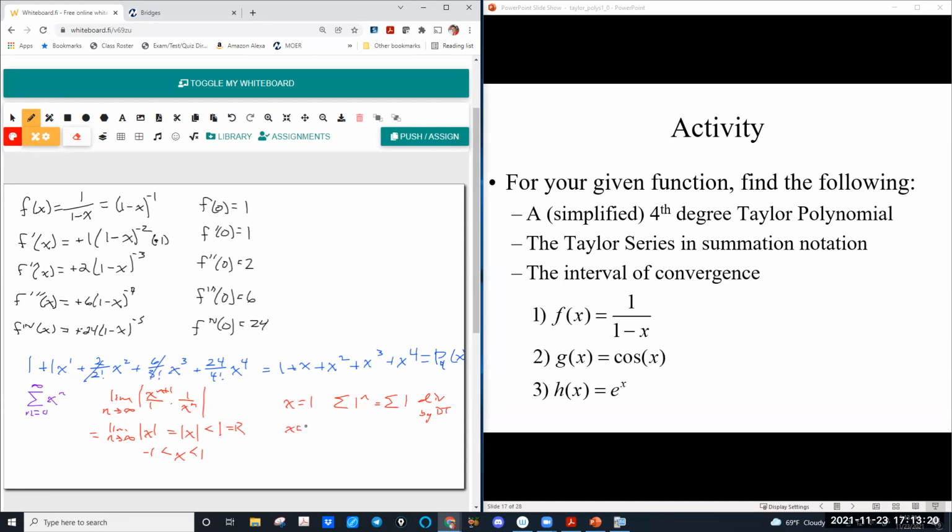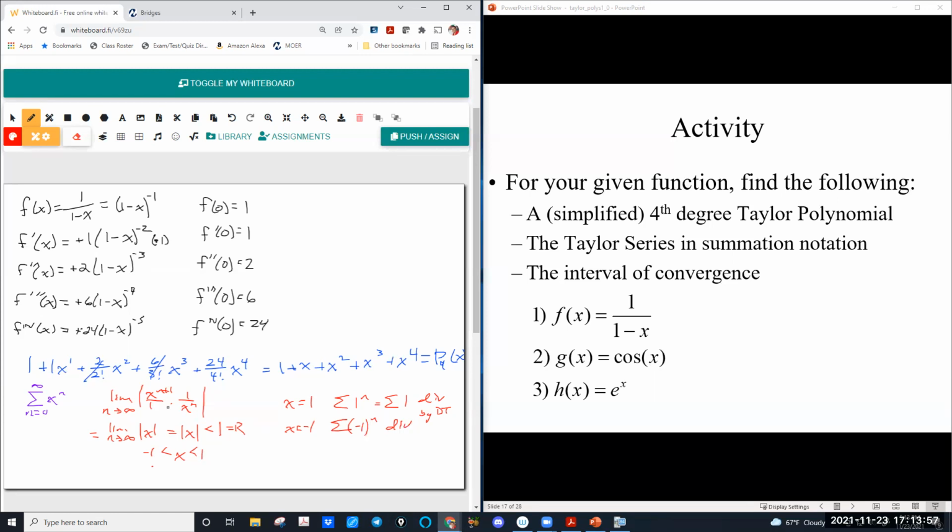Similarly, even if x is -1, we have -1 to the n. That literally just flips back and forth between 1 and -1. So that actually does not have a sum either. And we could use the same argument: the sequence does not go to 0. It's also divergent by the divergence test. So we don't want to include either endpoint. So our interval of convergence is -1 to 1. We can put this in interval notation if we want, but we don't want to include -1 or 1.